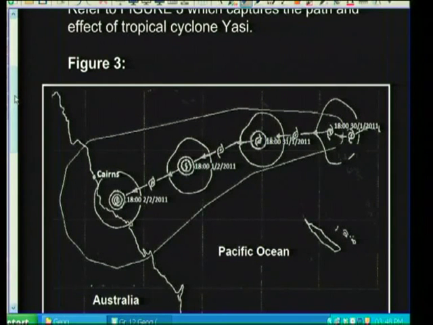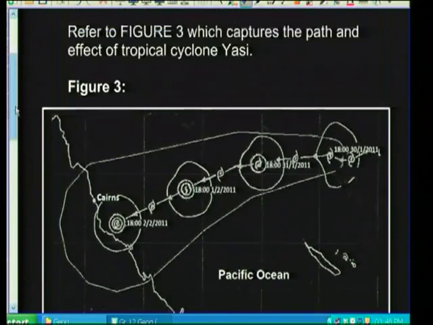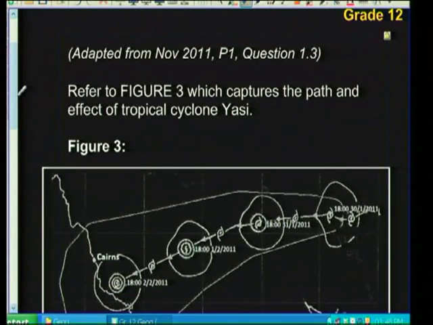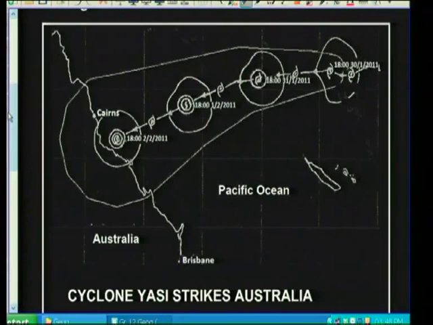Number 1. Let me just go through the instructions first. Refer to figure 3, which captures the path and effect of tropical cyclone Yasi. It has given us already what weather system it is. All right, the weather phenomenon is a tropical cyclone. And it says the path. So let's look at this.